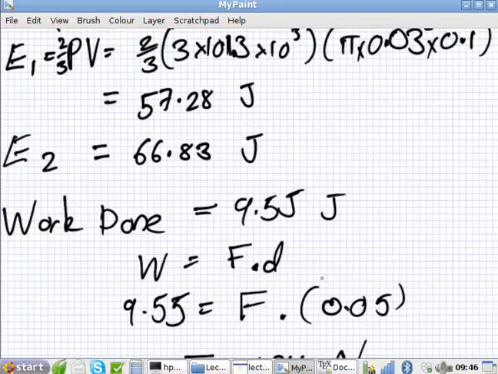So E1 would be 2 over 3 PV, which would be 2 over 3 times 101.3 times 10 to the 3. That's the pressure, and then the volume is pi r squared h. Three times what? Yeah, 2 over 3. No, 3 times 101.3. It's an atmosphere. Okay.